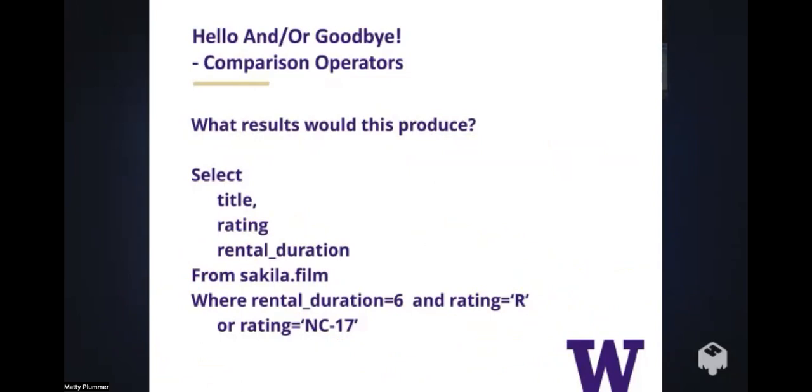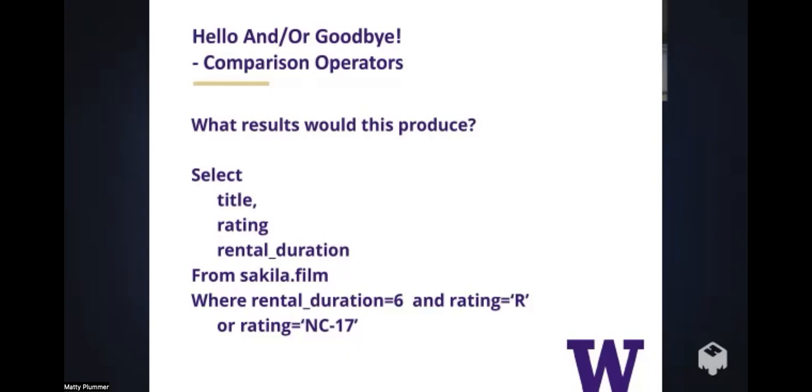Yep. So I think it's going to select 3 different columns: the title, rating, and rental duration. Yep. From your Sakila film table, and then it's only going to return rental duration and ratings equal to both 6 and R respectively, or it's going to return a film with a rating of NC-17. Yeah, that's exactly right. That's exactly right. It's going to return all films that are rated R that also have a duration of 6, or it's going to give me all films with the rating of NC-17.